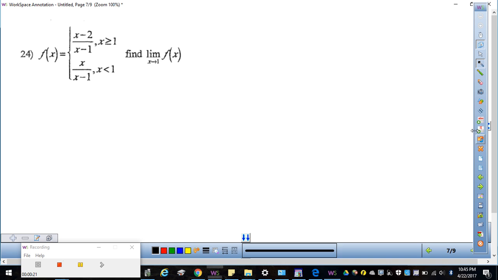Okay, the next one, 24. So we have another piecewise function. However, we cannot plug it in because if x is 1, it makes both denominators 0. There's no way to factor or cancel to make it not 0. So we're going to need to do a sign chart. This is telling us that our limit will be equal to positive infinity, negative infinity, or does not exist.